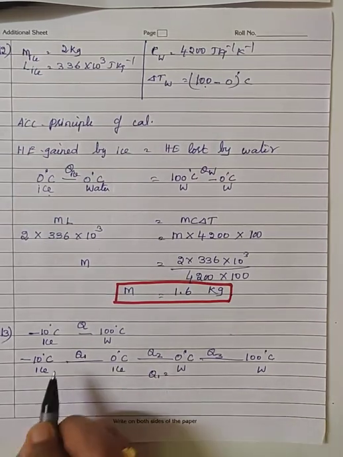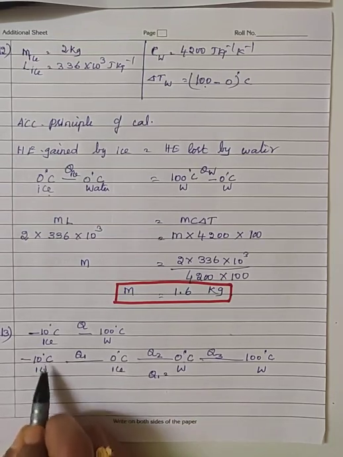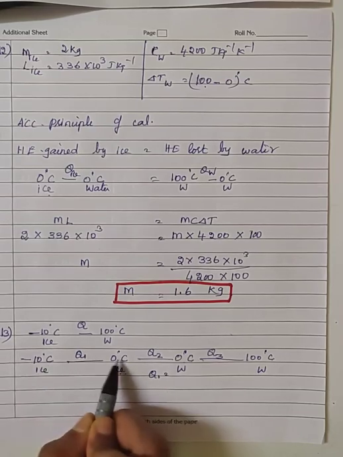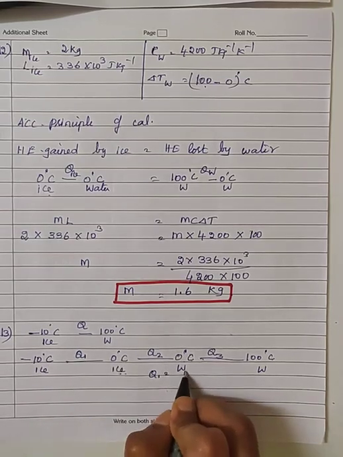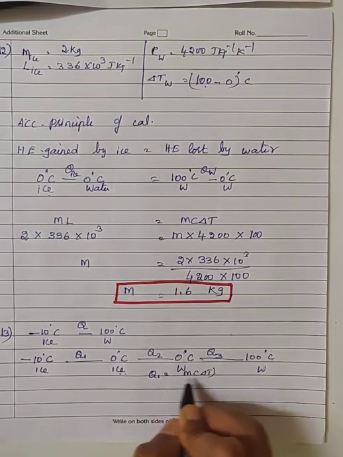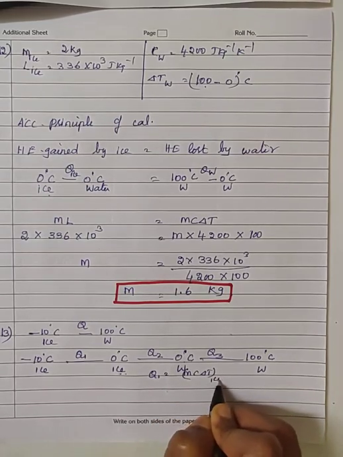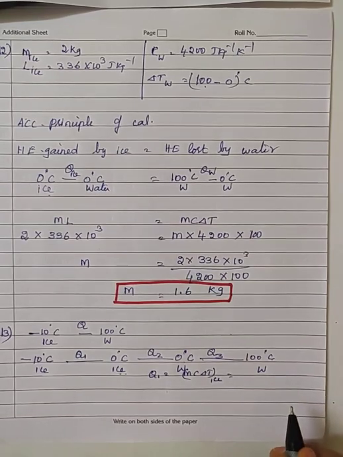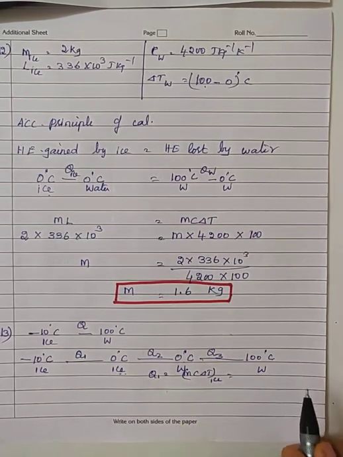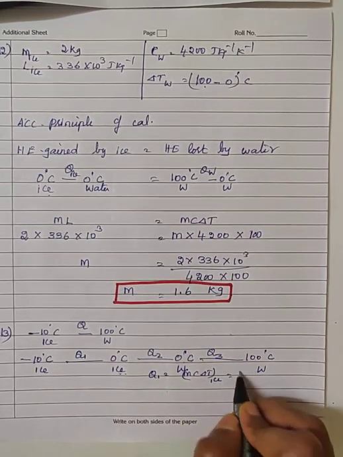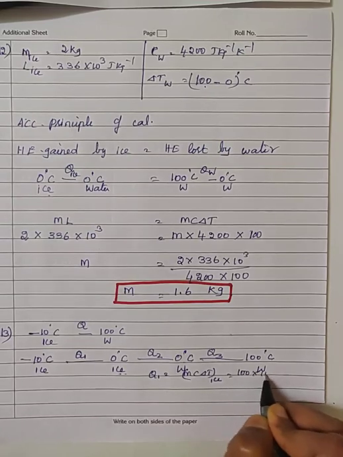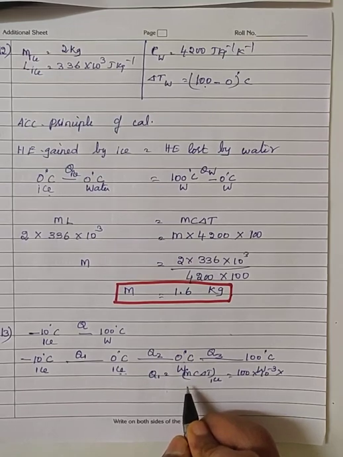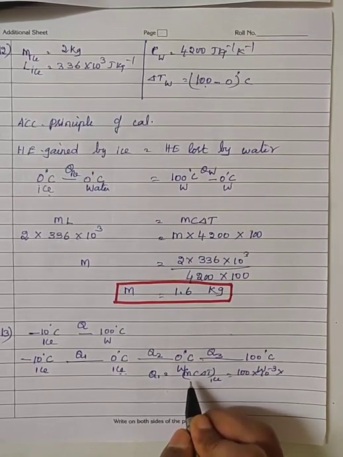Q1 is equal to, here in this case, the substance remains in the same state, ice, but there is a change in temperature. Change in temperature means the expression is MC delta T, here MC delta T of ice. So mass of ice is given in this question as 100 gram, so 100 into 10 power minus 3. Specific heat capacity of ice is given as 2.1 joule per gram per Kelvin.